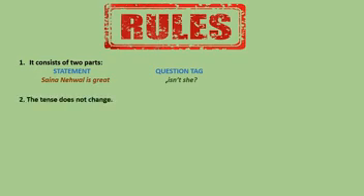Your second point, the tense does not change. If we go back to the same example, Saina Nehwal is great. In this statement, the verb is shows us that the statement is in present tense. So we have to make sure that the question tag is also in present tense. We cannot change the tense of the question tag. So Saina Nehwal is great, isn't she? The tense remains the same.